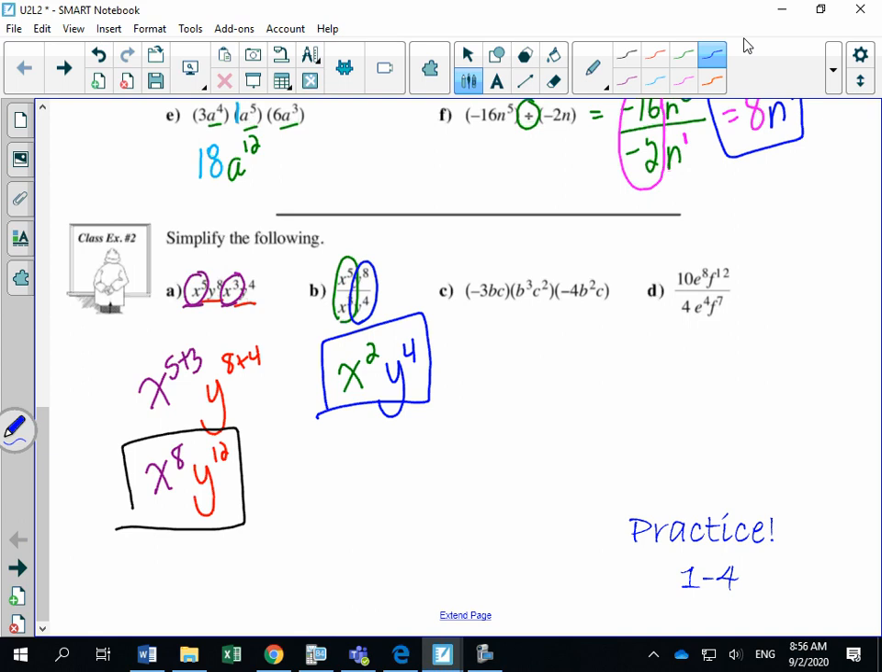Okay, for number C, let's do our coefficients. Negative 3 times 1 times negative 4, and that should give you 12. Deal with your b's next. This is b to the 1 plus b to the 3 plus b squared. So 1 plus 3 plus 2 gives you b to the 6. And then deal with your c's last. C to the 1 plus 2 plus 1. So 1 plus 2 plus 1 is c to the 4. And you would be done that question.